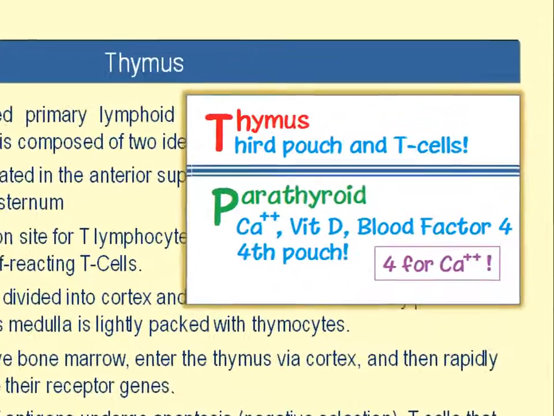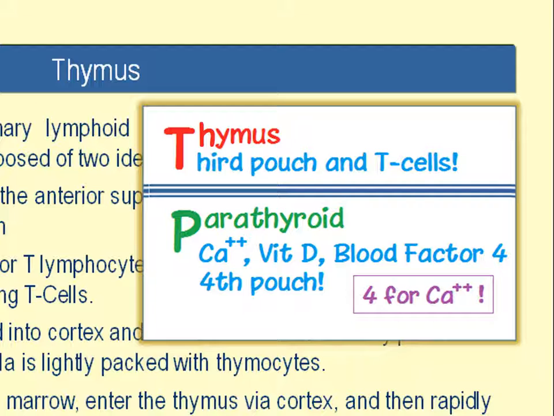To give you a mnemonic, thymus is developed from the third pouch: T for third, T for thymus, and T for T cells. In contrast, and again, this might have been a good mnemonic also for your DiGeorge syndrome, because the third and fourth pharyngeal pouches were not developing in DiGeorge syndrome. Just to know, the parathyroid is developed from the fourth pouch.